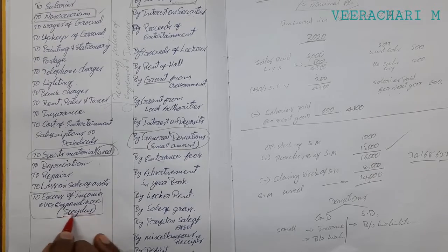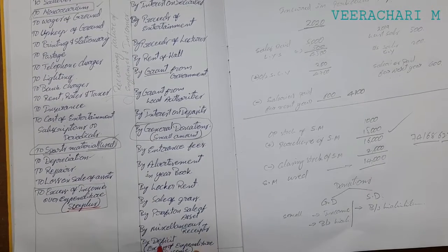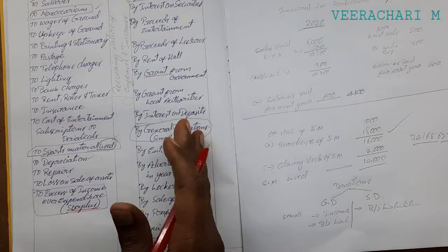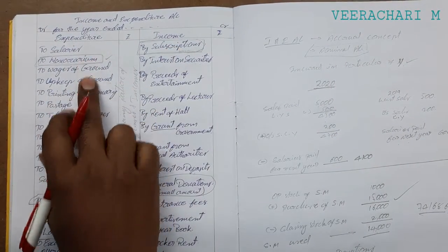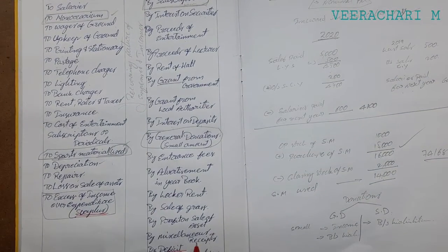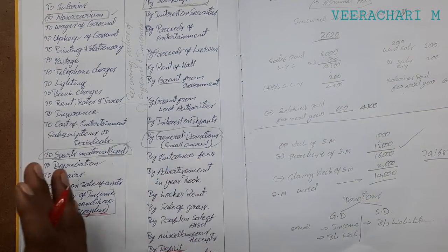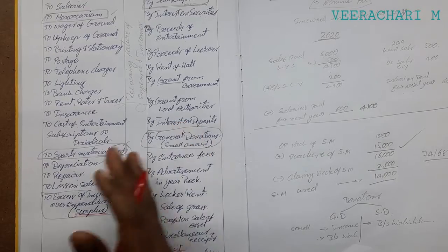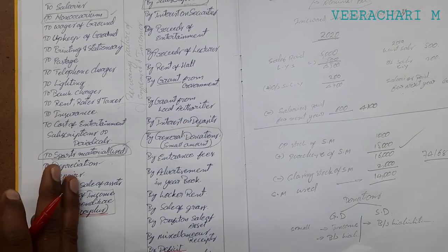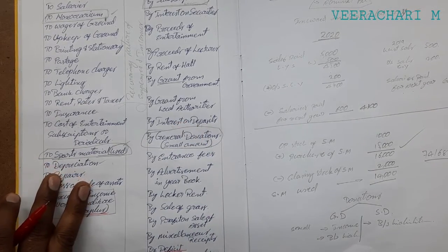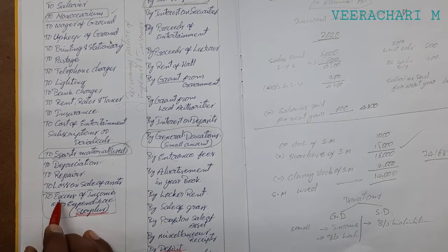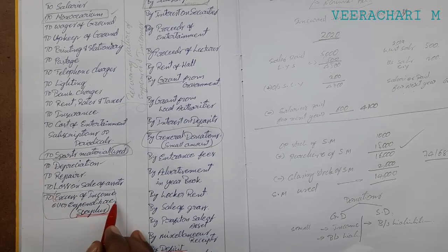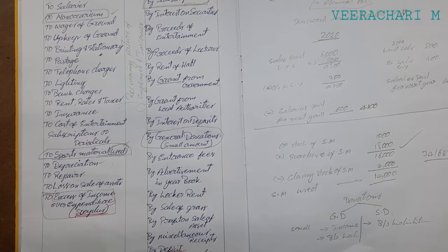Okay, here it is called surplus or deficit. Credits are incomes, no? Credit side is income, debits are expenses. If credit is more and debit is less, meaning income is more and expenditure is less, then that is called surplus. That surplus is called excess of income over expenditure.